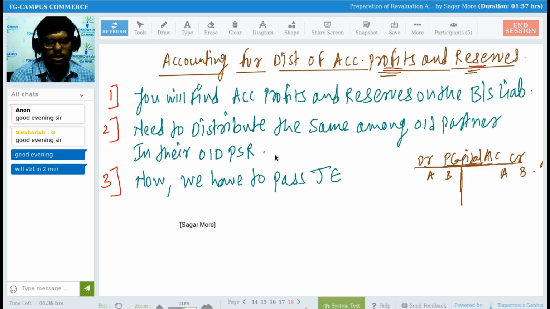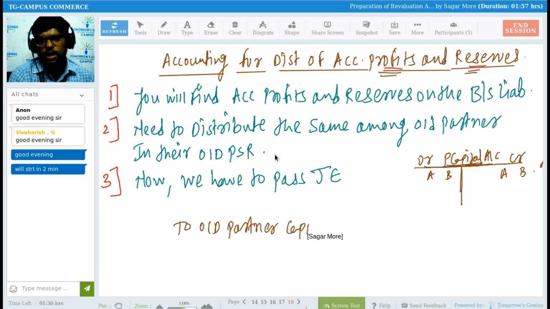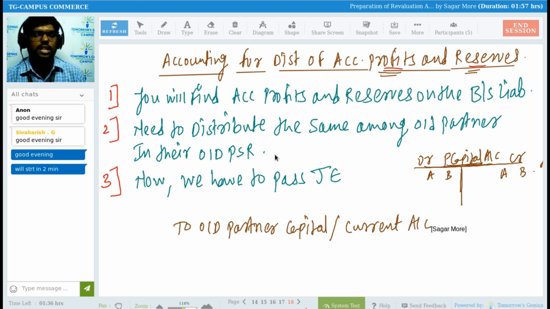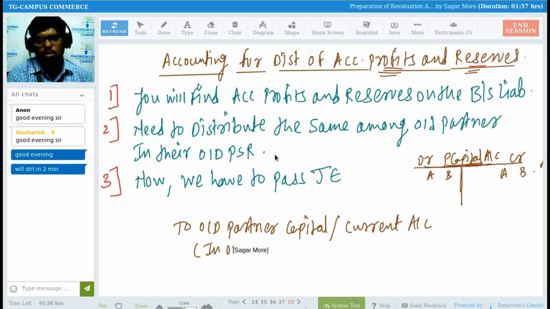So I am writing here the journal entry: to old partners' capital or current account, depending upon which method you are following, right? To old partners' capital and current account. If there are two partners, I will be creating to A's capital or current account and to B's capital or current account, and I will be distributing these in which ratio? In their old profit sharing ratio.